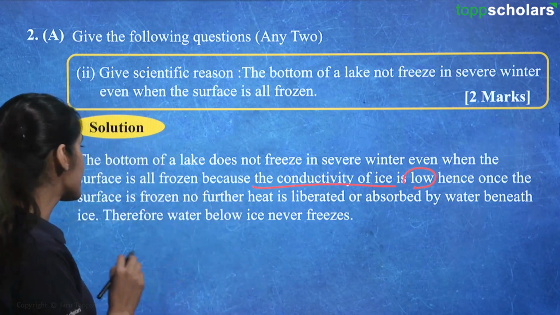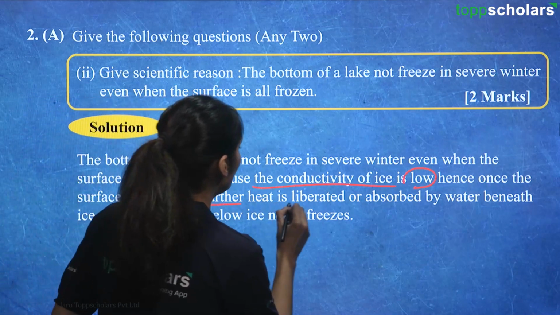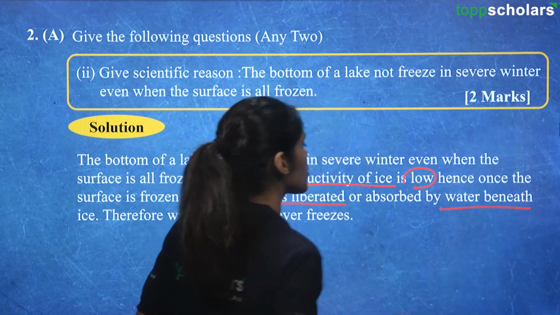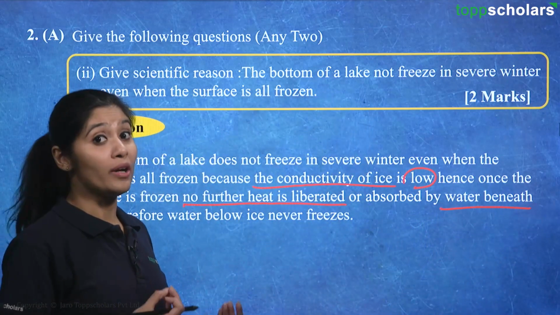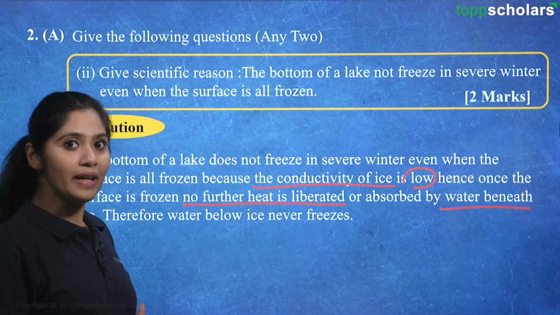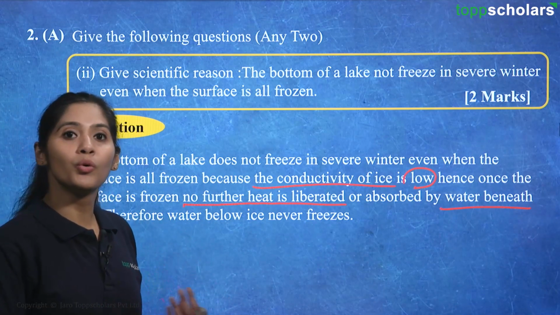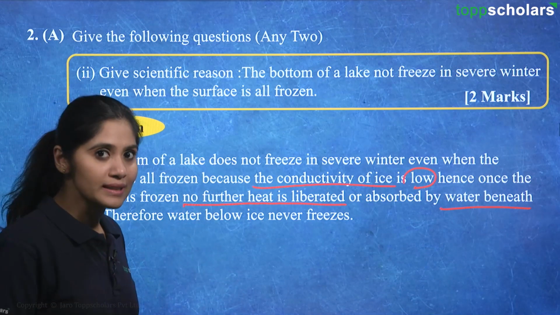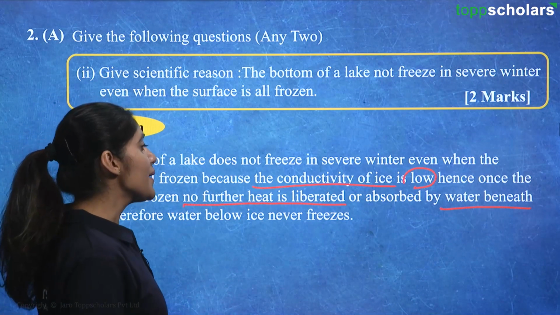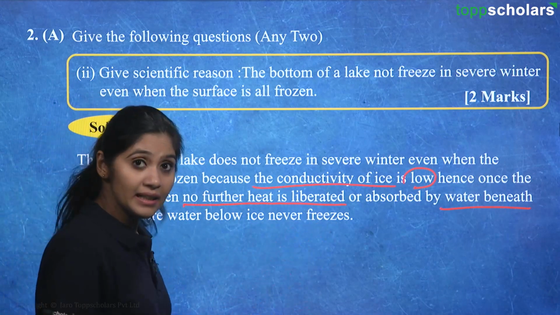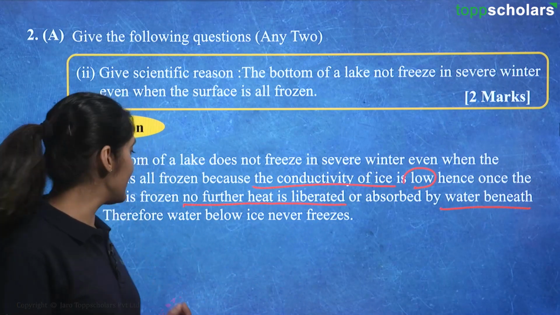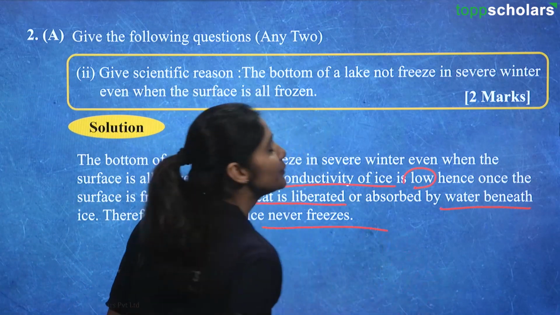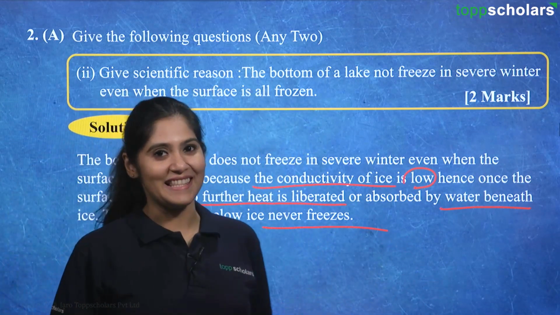Hence, once the surface is frozen, no further heat is liberated or absorbed by water. So its conductivity is low, or it is a low conductor of heat. So there is no more exchange of heat possible when the surface is frozen, and that is the reason why no further heat is liberated or absorbed by water beneath, and therefore water below never freezes. I hope it makes sense.